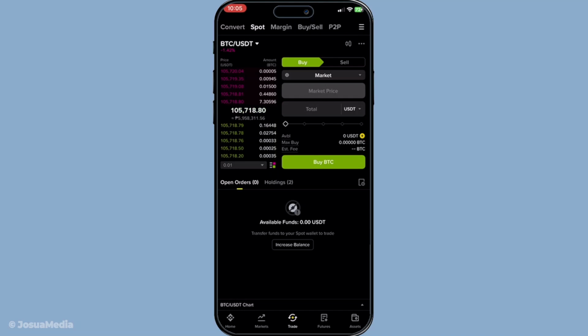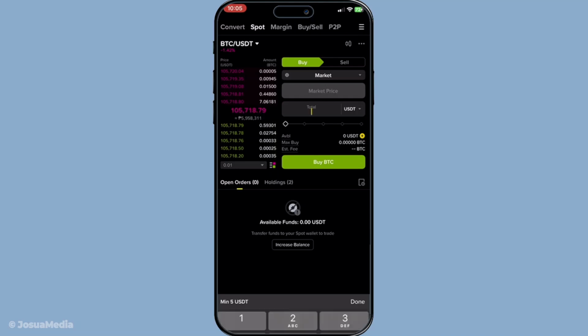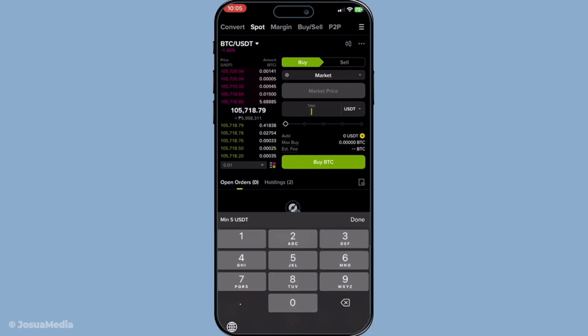Next, you'll enter the amount you wish to buy or sell. You can specify this amount based on the available balance in your account. Take a moment to review your available funds and ensure you're comfortable with the amount you're committing to the trade. Being precise here is vital, as it can affect your overall trading strategy and potential profits or losses.